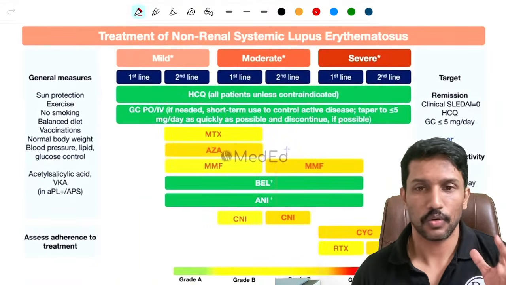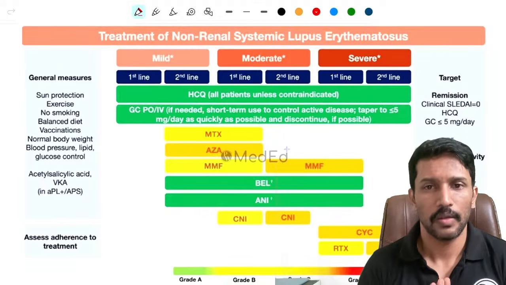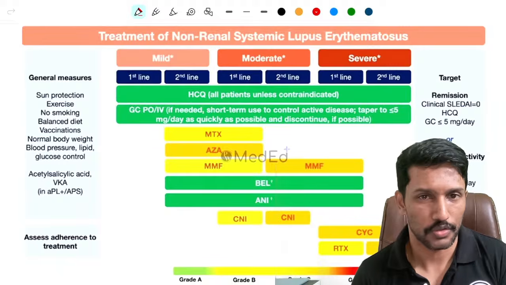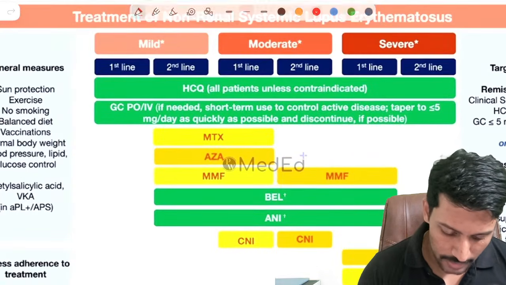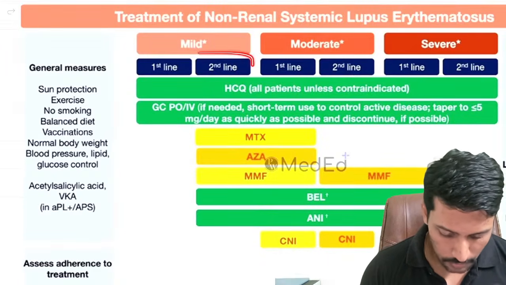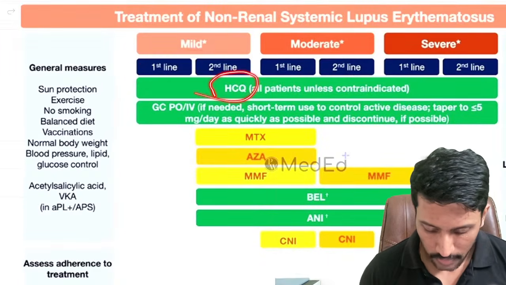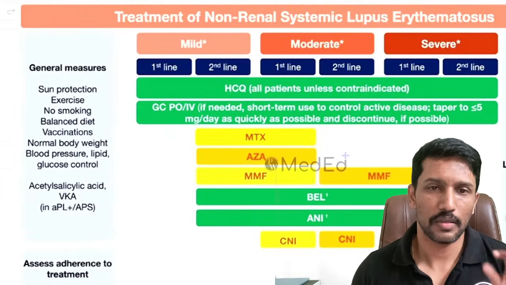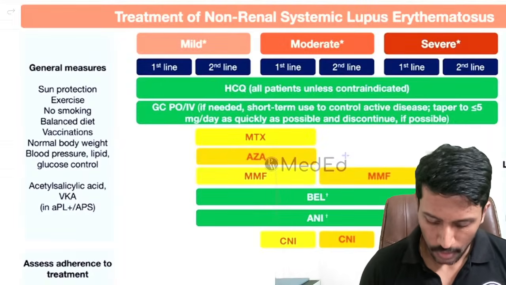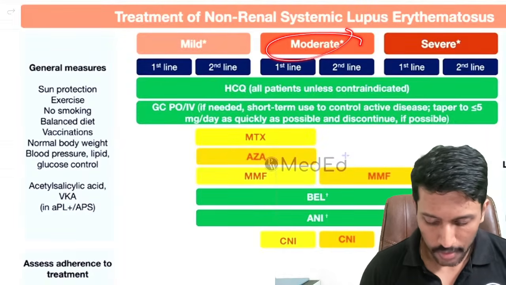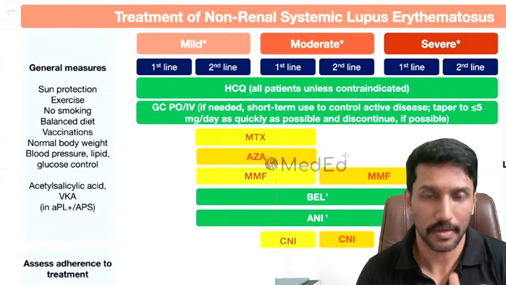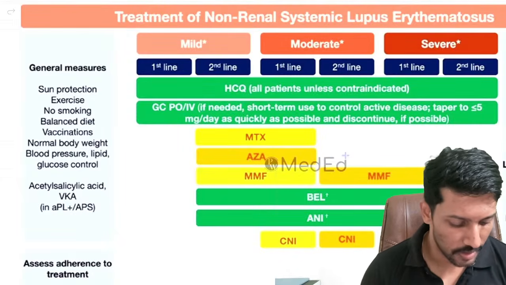Okay, so I'm just putting an image. You don't have to copy this in your exam, just for your understanding, which is the current guideline for management of SLE from the American College of Rheumatology. So for mild cases of SLE, our first line, second line treatment is all going to be hydroxychloroquine. So for mild case of SLE, hydroxychloroquine by default will be given. Okay, then even for moderate or severe cases, hydroxychloroquine will be given. That's why I called it as blanket treatment. It is for all patients unless contraindicated.